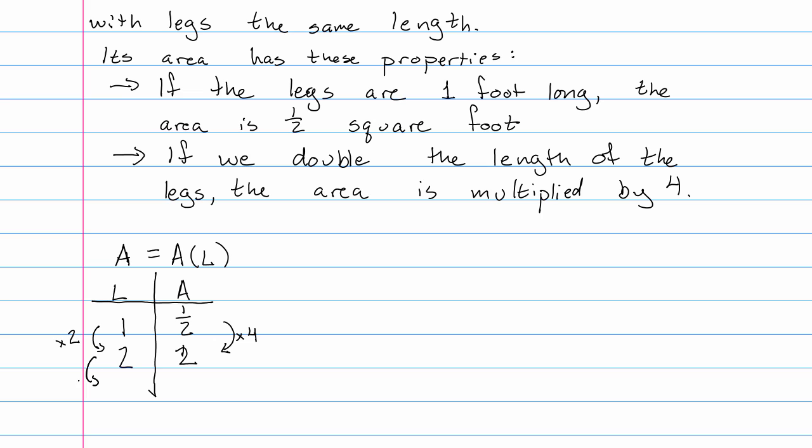If we double again, so the leg length is 4, the area is 2 times 4 is 8. So we notice that 4 is 2 to the 2nd power. This is going to be our power b in our model.